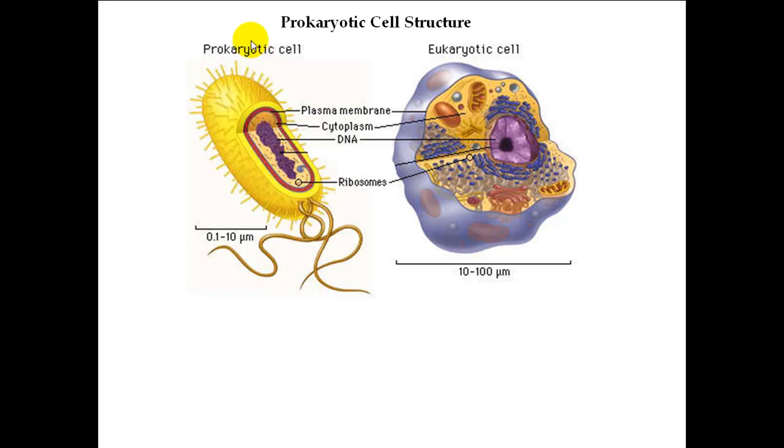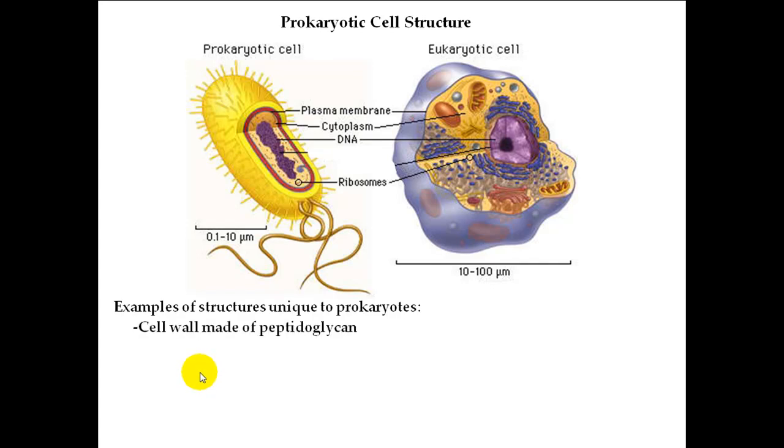Again, what we'll do is focus on the structure of prokaryotic cells, and right off the bat what we'll tell you is that there are some things that you find only in prokaryotic cells, but not in eukaryotic cells. And so some examples of structures that you find only in prokaryotic cells include a cell wall that's made of peptidoglycan, and we'll talk more about this here in a minute.